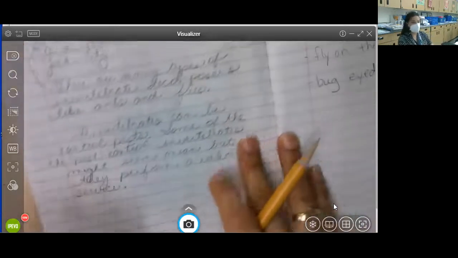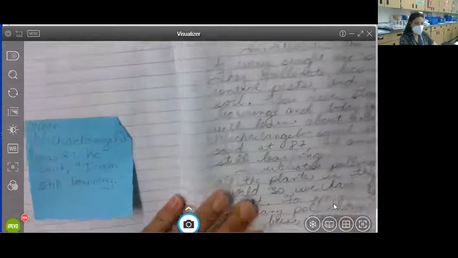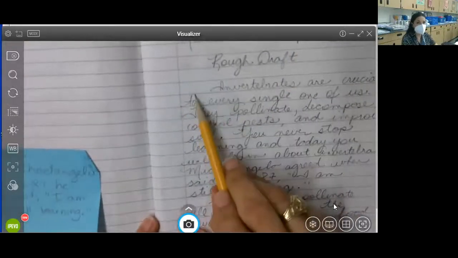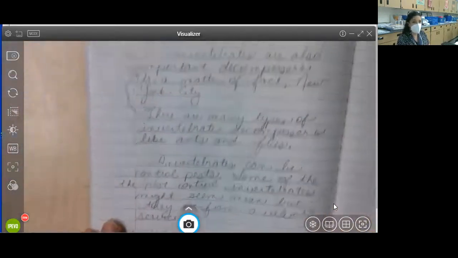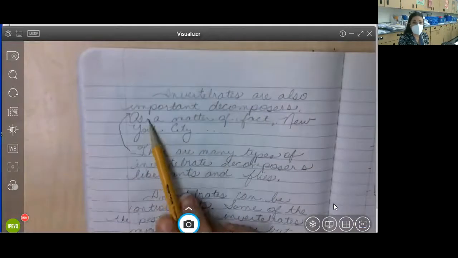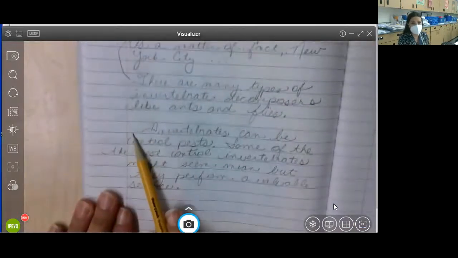So as you write, you should have one spot indented for the opening, the second one for pollinating, the third one for decomposers, and the fourth indenting for controlling pests. See how that works?